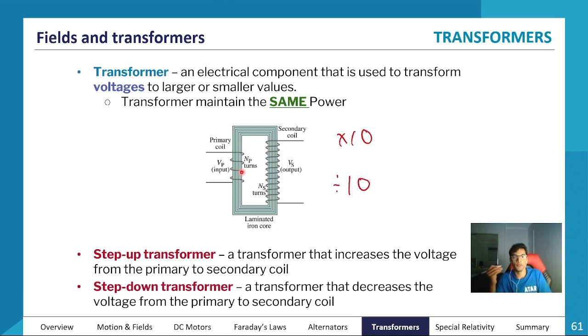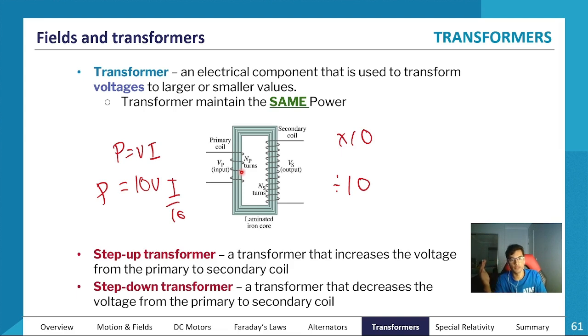Why is this happening? A transformer changes the voltage, but it keeps the power the same. Because we know power is equal to VI, if we increase the voltage by 10 and we want to keep the power the same, we have to divide the current by 10. Cool. So if we increase the voltage by a factor of 10 and divide the current by a factor of 10, the power will remain the same.